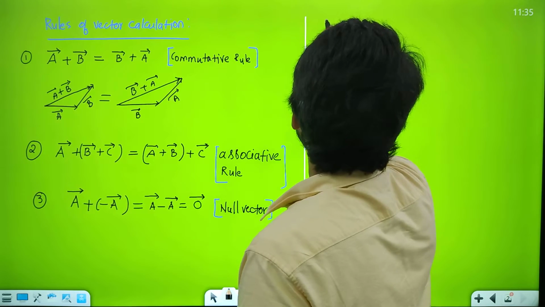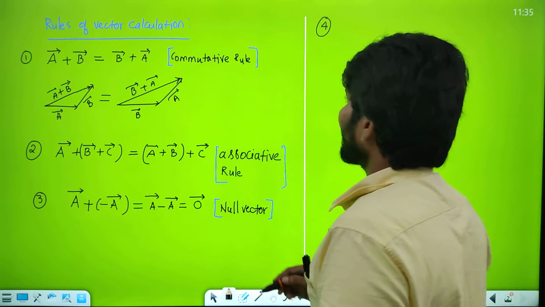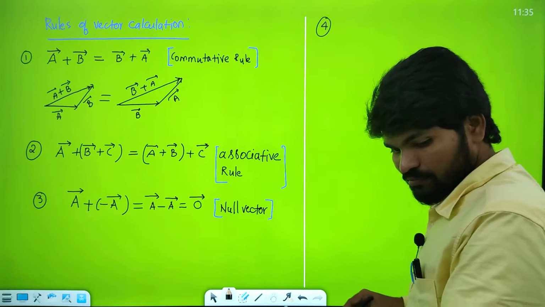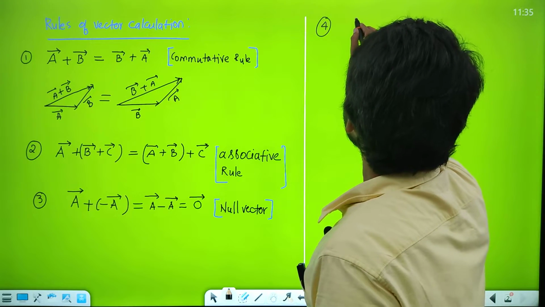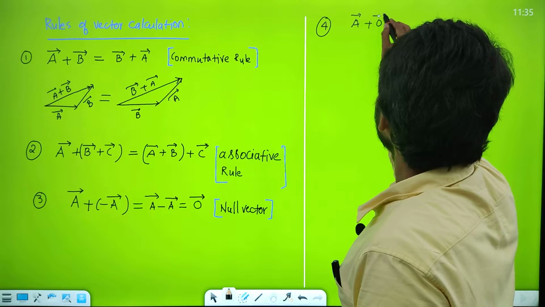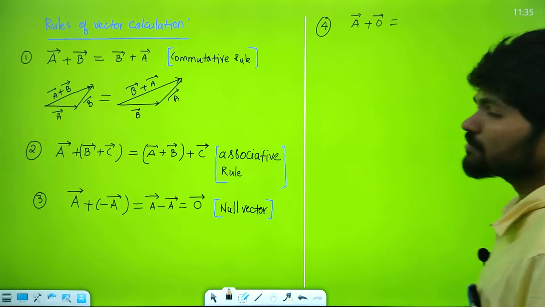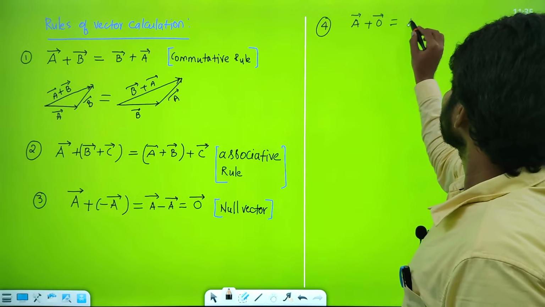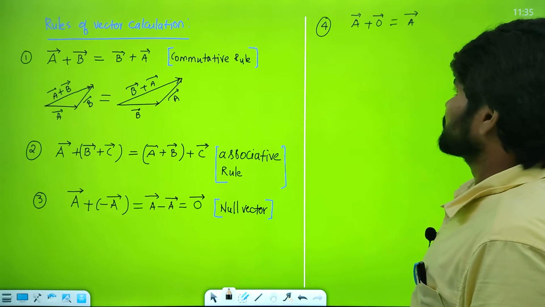Let's take rule number 4. What is rule number 4? Vector A plus null vector or zero vector which gives A vector.